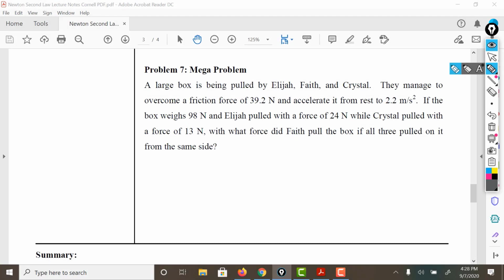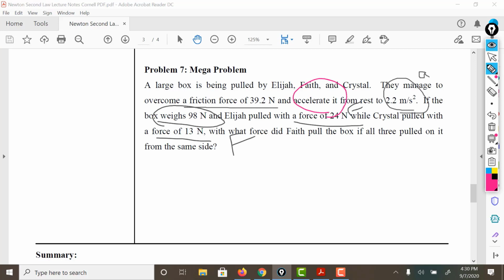Step 1, identify the units. Here we have a frictional force, 39.2 newtons, so this is a force. Here's acceleration. Here we have a newton, but be careful, this is a weight. Okay, this is a weight. And there's another force over here, and it accelerated.